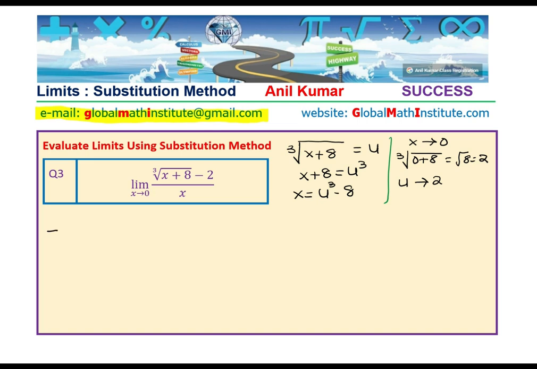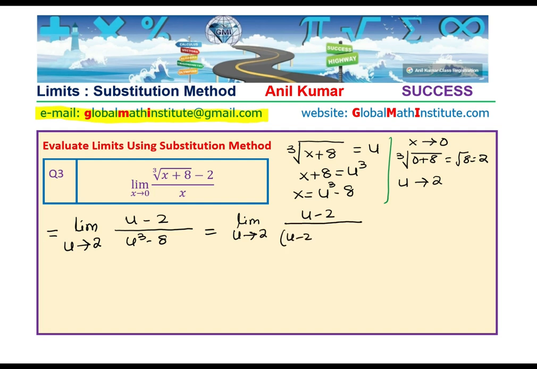So we'll rewrite the limit as the limit as u approaches 2, and the cube root of x plus 8 will be written as u minus 2. In the denominator, x will be replaced by u cube minus 8. Now u cube minus 8 can be written in factored form. So we get the limit as u approaches 2 of u minus 2 over u minus 2 times u square plus 2 times u plus 2 square, which is 4.